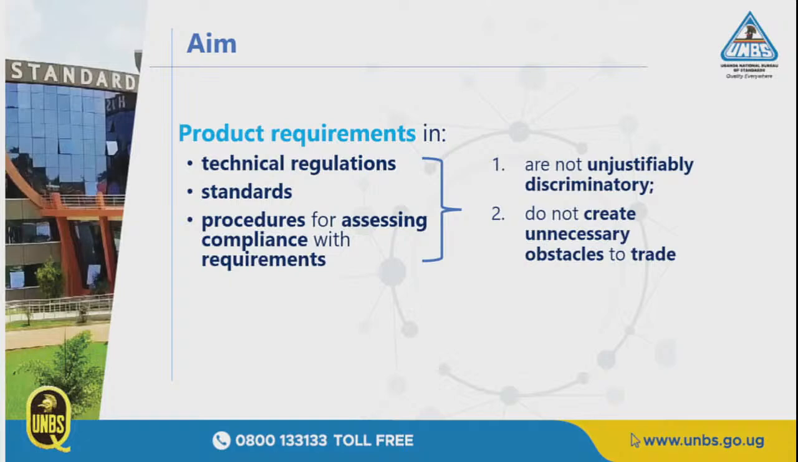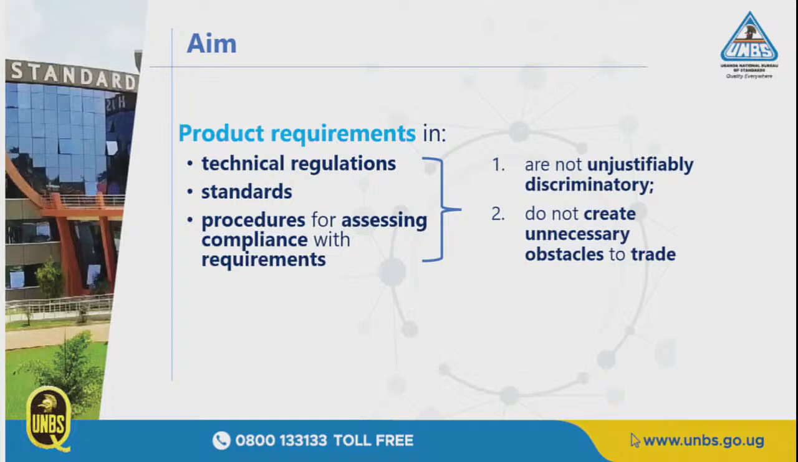This means that the TBT agreement does not prevent WTO members from adopting technical regulations. It doesn't prevent WTO members from developing standards. And it doesn't stop WTO members from putting in place a framework to assess compliance with requirements in standards and technical regulations. But the standards and the technical regulations should not be too strict so as to create obstacles to international trade.